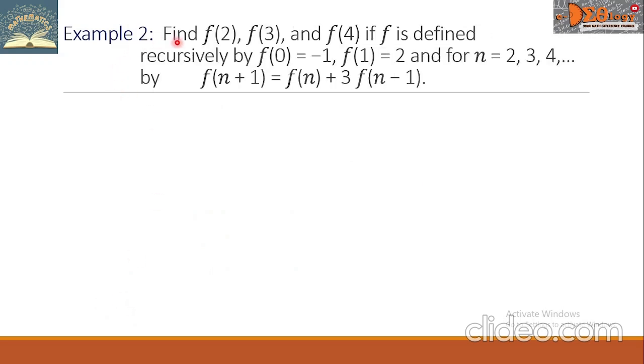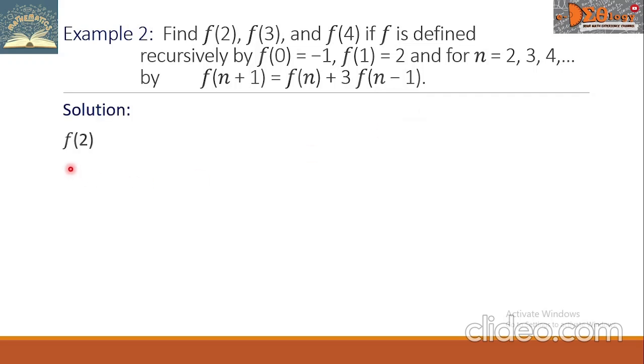Example 2. Find f of 2, f of 3, and f of 4 if f is defined recursively by f of 0 equals negative 1, f of 1 equals 2, and for n equals 1, 2, 3, and so on, by the function f of n plus 1 equals f of n plus 3 times f of n minus 1.